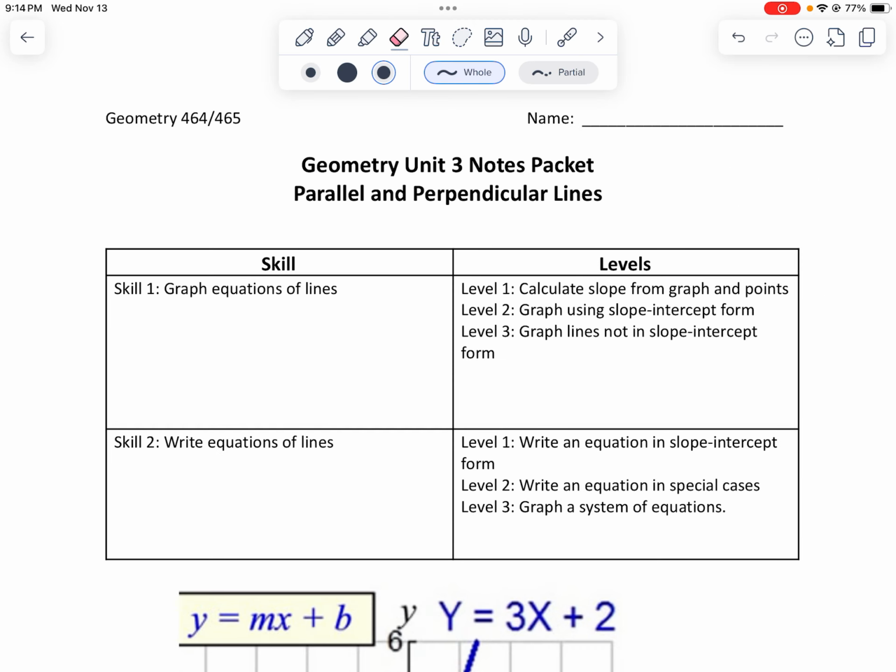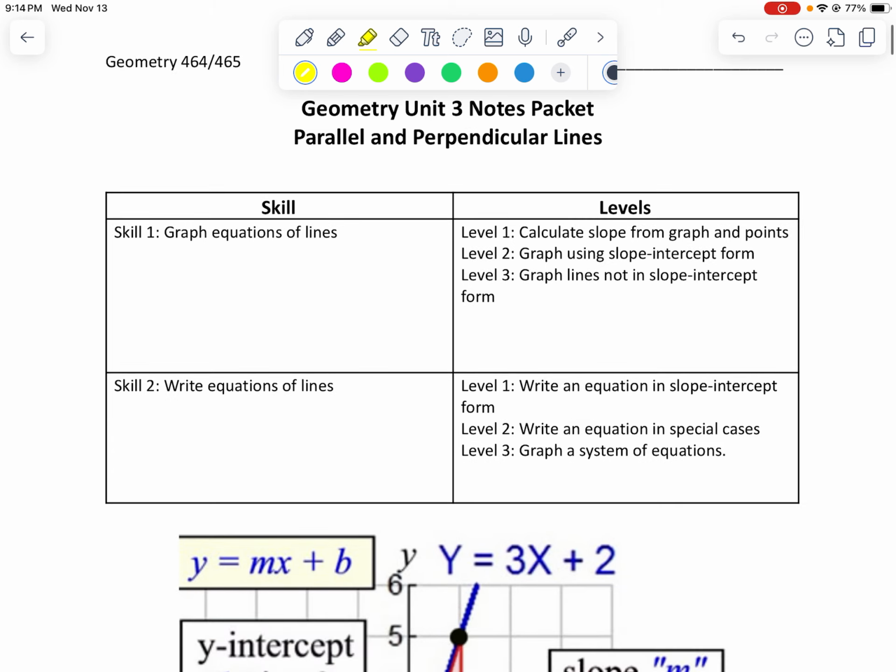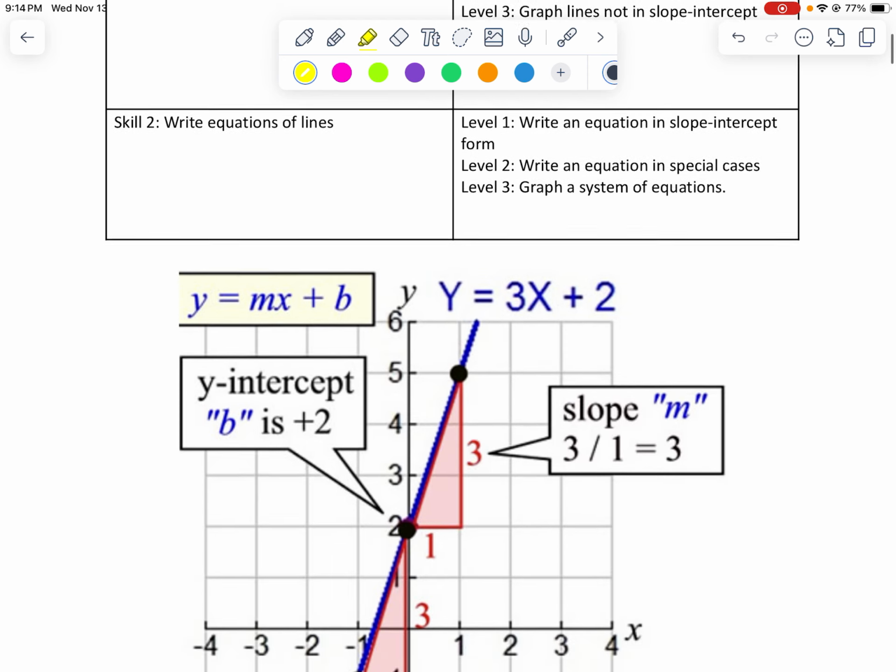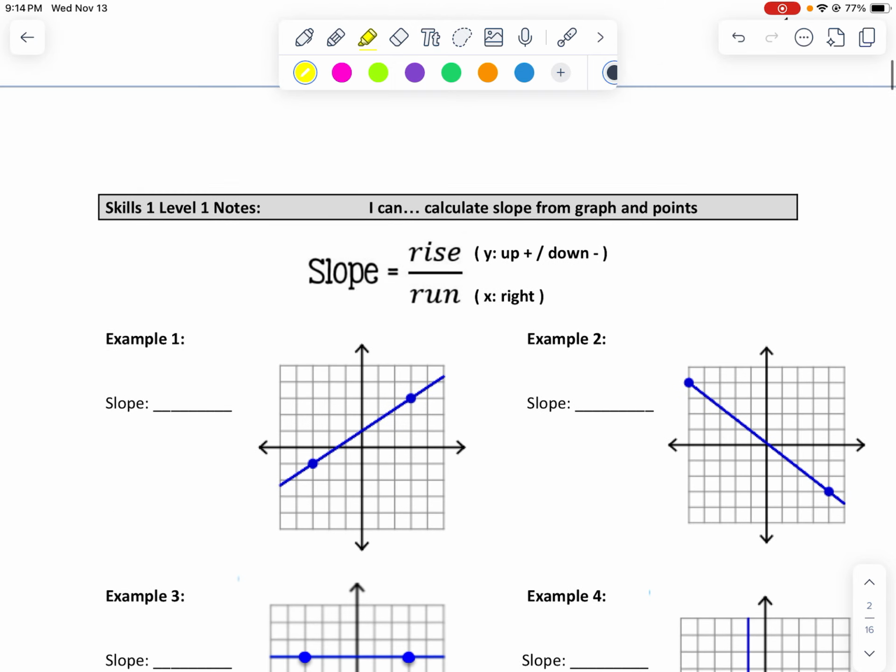All right, let's go and get started on Unit 3, and we're going to talk about parallel lines and perpendicular lines. The first skill, we're going to focus on graphing equations of lines. And then in skill 2, we're going to write equations of specific lines, okay? Now, a lot of this is a repeat of algebra from last year, but we do like to review it in geometry.